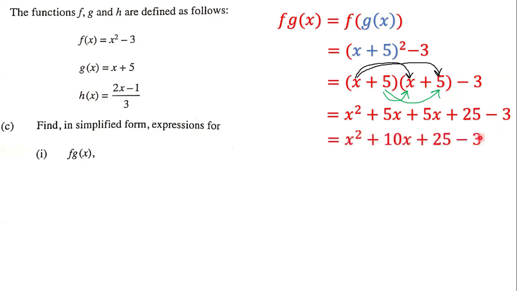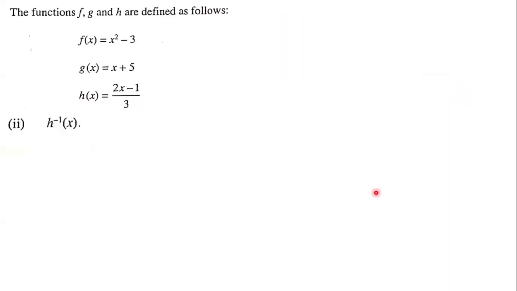Next, we say, okay, what is 5 plus 5? Well, 5 plus 5 is definitely 10. So 5x plus 5x is 10x. And so we have x squared plus 10x plus 25 minus 3. And what is 25 minus 3? Well, 25 minus 3 is 22. So we have x squared plus 10x plus 22. And that's the answer to our question.